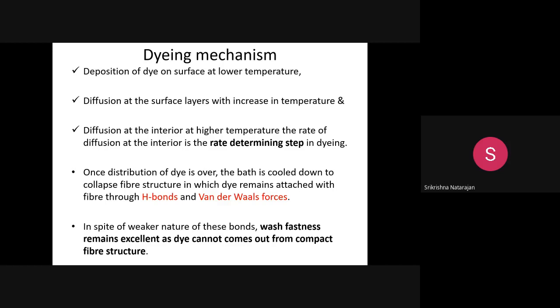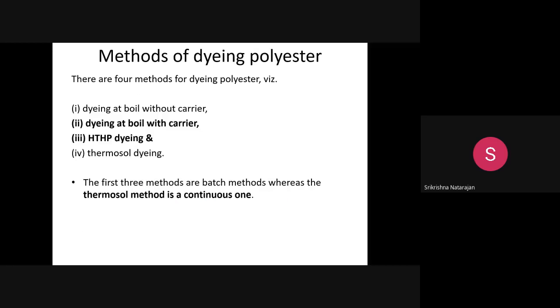Washing fastness, I hope you may be knowing. If you take the polyester dyed fabric and wash it, if the dye comes out, that is called poor fastness. These dyes have a good washing fastness because the dye penetrates inside the structure of the fiber and becomes entrapped. Okay, it is like a mechanical entrapment, so that it will not come out, because after you cool down, the structure gets closed. Okay, so that you need to know.